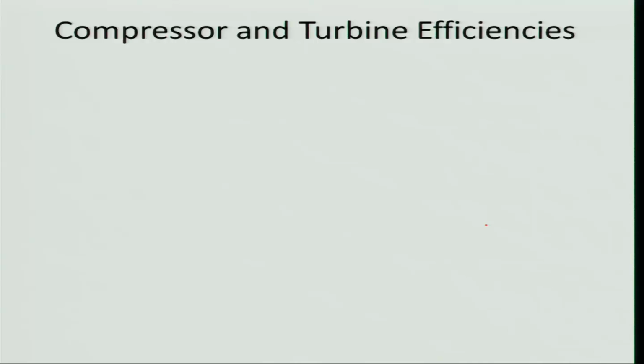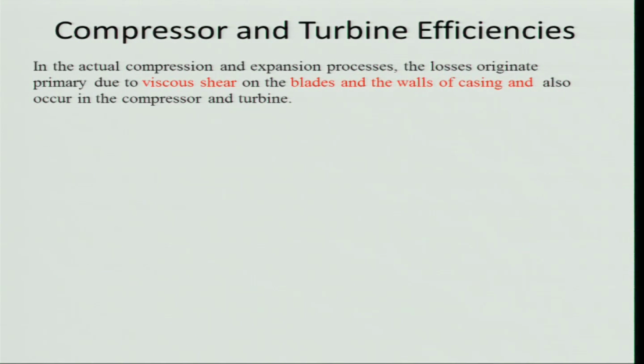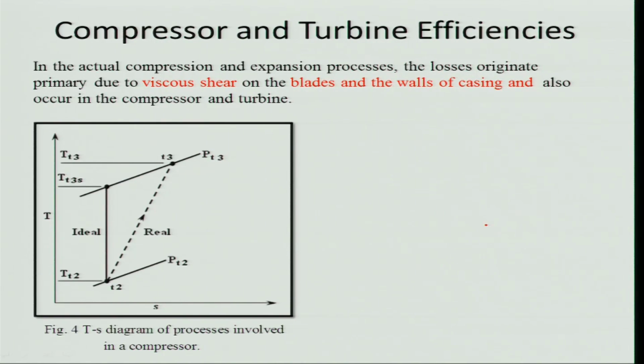So, now we will be looking at how to handle these losses in compressor and turbine efficiencies. In actual compression and expansion processes, losses basically are caused due to viscous shear on the blades and the walls of the casings, and also the mixing, two blades will be there, will be mixing at the downstream in the wake regions, all those things, because of that the losses will be occurring, right. And how to take care of that is basically we need to look at the processes in a TS diagram.